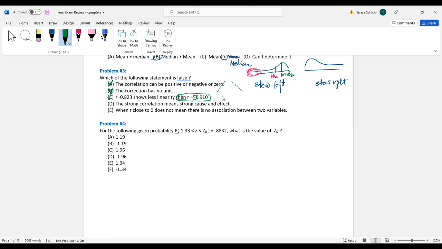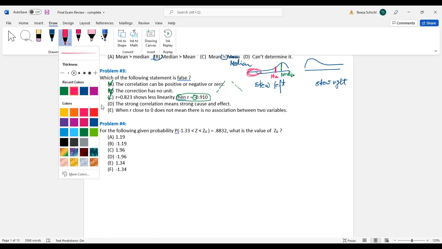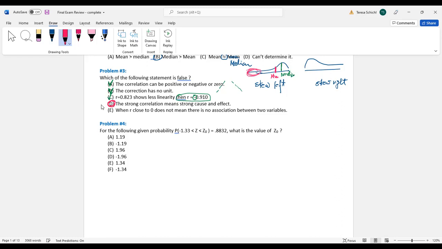Okay, then part D says the stronger correlation means strong cause and effect. Is this true? No, this is not true. This is one of the things we discussed when we covered the correlation coefficient. It just shows you the linearity, but it doesn't mean cause and effect, right? So you shouldn't treat it like a cause and effect. This is a very important concept.